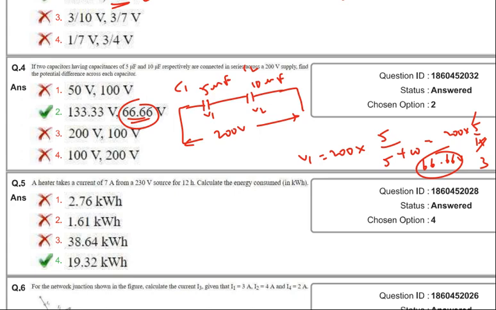So out of 200 volts, one capacitor has 66.66 volts. The remaining will be 200 minus 66.66, which is 133.33. So this is the correct answer.